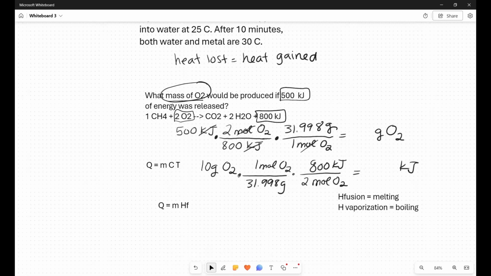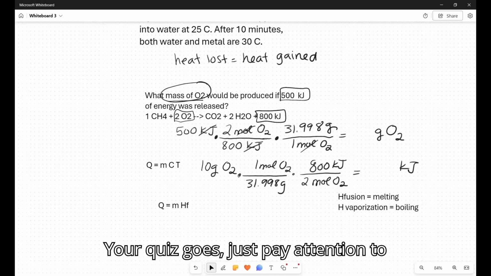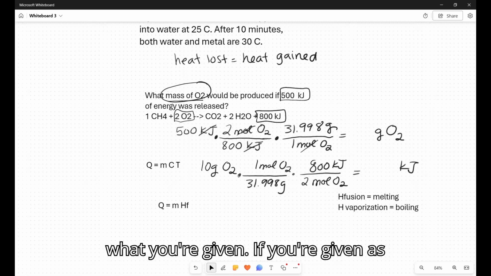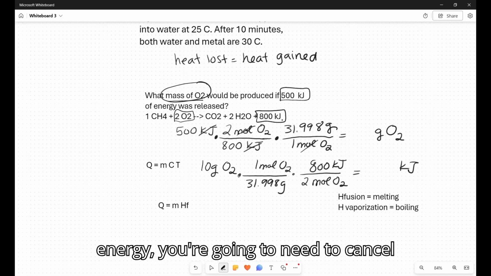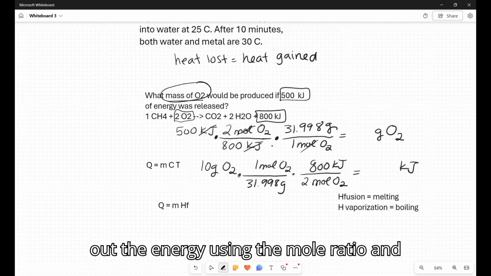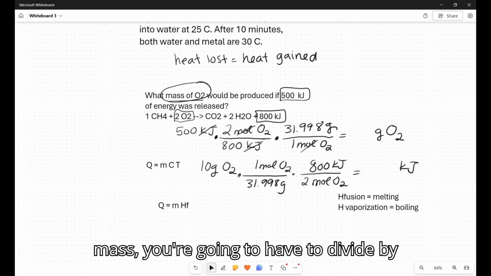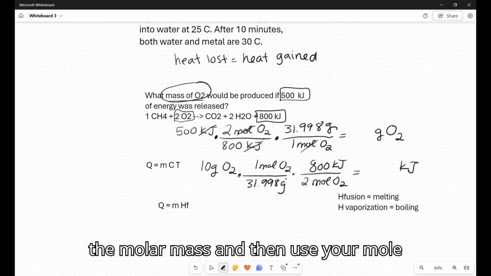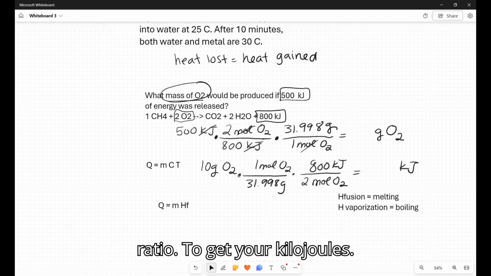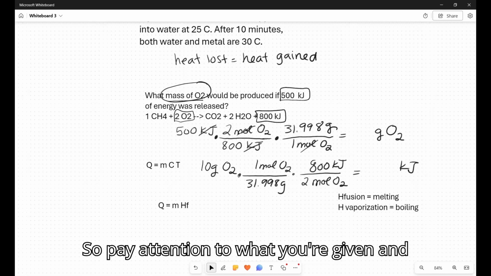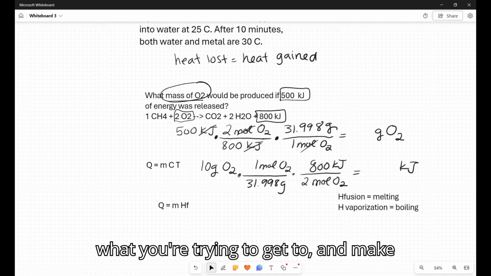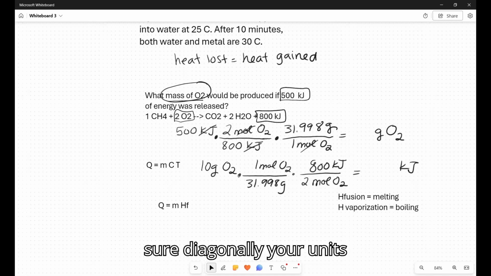So depending on which way your quiz goes, just pay attention to what you're given. If your given is energy, you're going to need to cancel out the energy using the mole ratio and then get to mass. But if you're given mass, you're going to have to divide by the molar mass and then use your mole ratio to get your kilojoules. So pay attention to what you're given and what you're trying to get to, and make sure diagonally your units match. Okay.